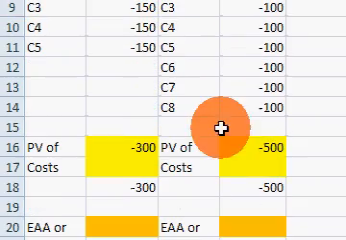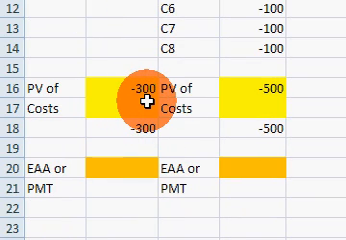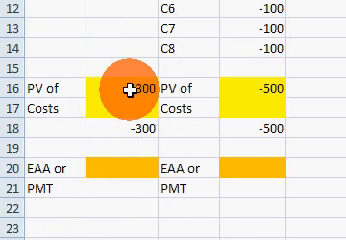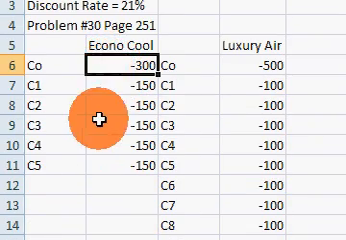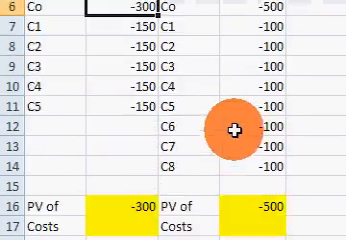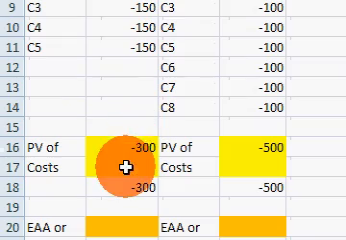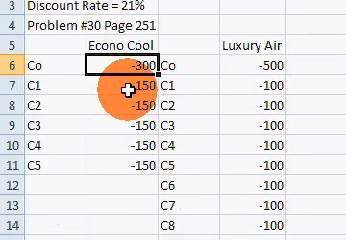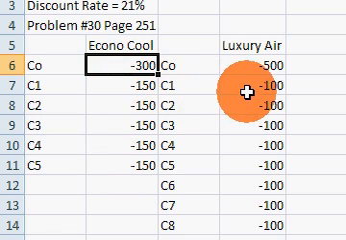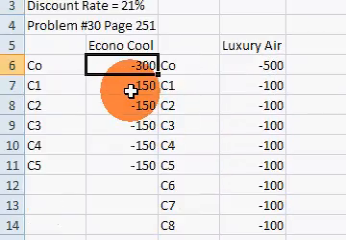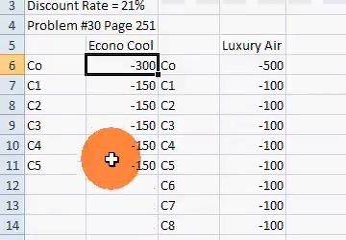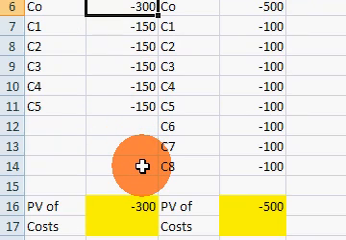The way we can do that is we need to look at the present value of these costs. The present value of cash flow zero, when you buy the EconoCool machine, is $300. And for the Luxury Air, the present cost at day zero is $500. So what we need to do is discount back all these costs to day zero. What is the present value of all these costs today? And the same thing for the Luxury Air. Assuming that I could earn 21% in this account, I could make those same withdrawals out of an account to make these $150 or $100 payments.